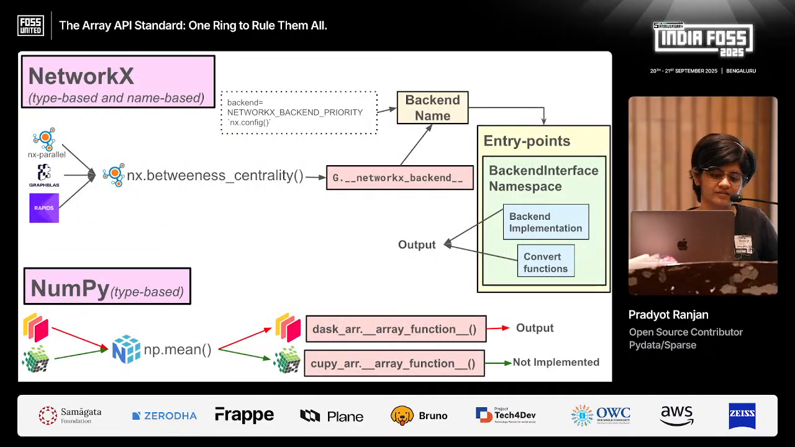And this is a summary. In NetworkX you either get an NX parallel graph, or a graph plus graph, or an NX2 graph. Then the function checks the dispatchable decorator, checks this NetworkX backend, and that's how we get the backend name, or we can get it from the user also. Then we load the entry point name and the backend namespace corresponding to that backend name, and from these two we get the output.